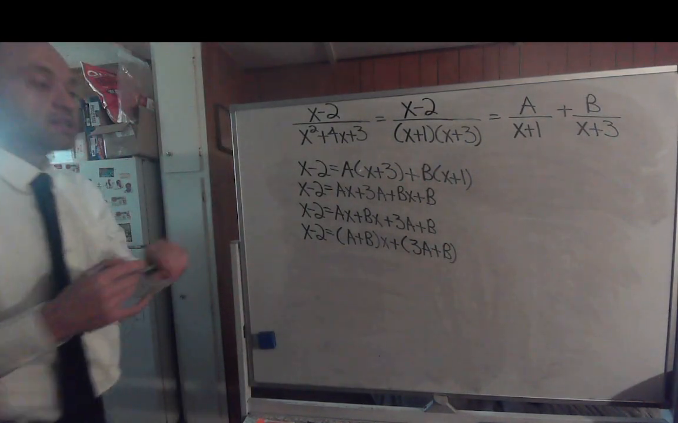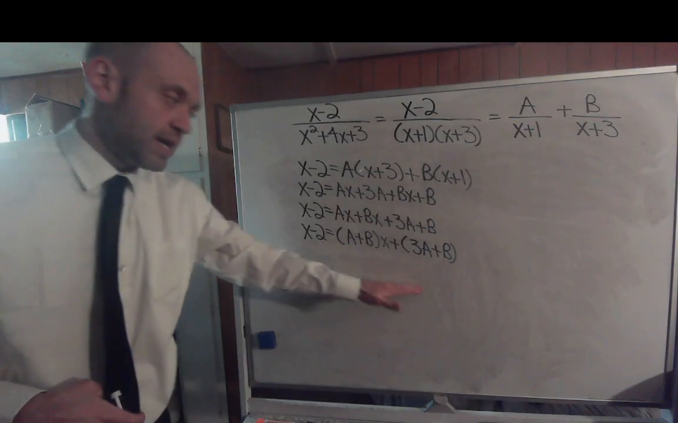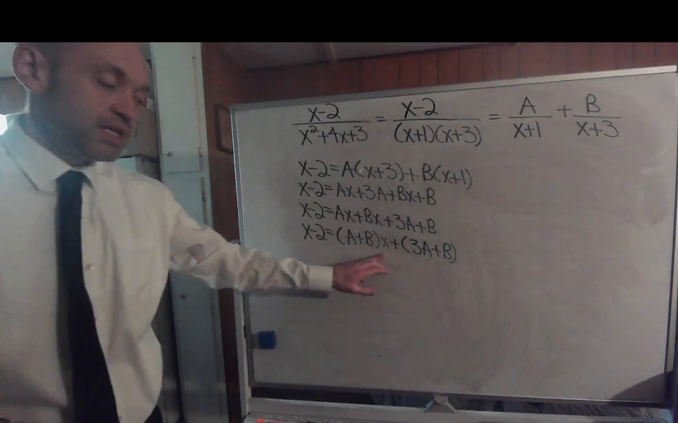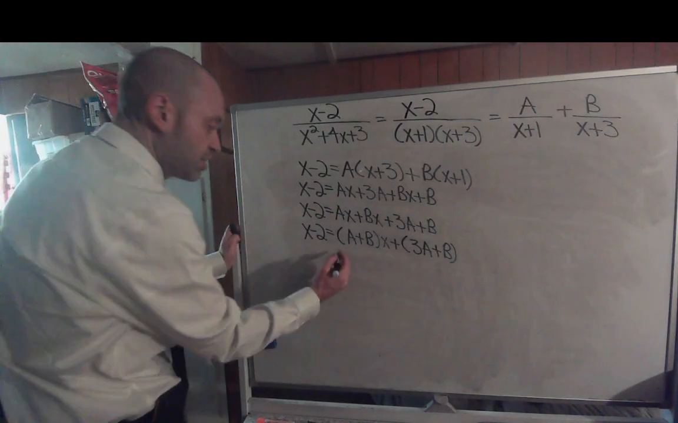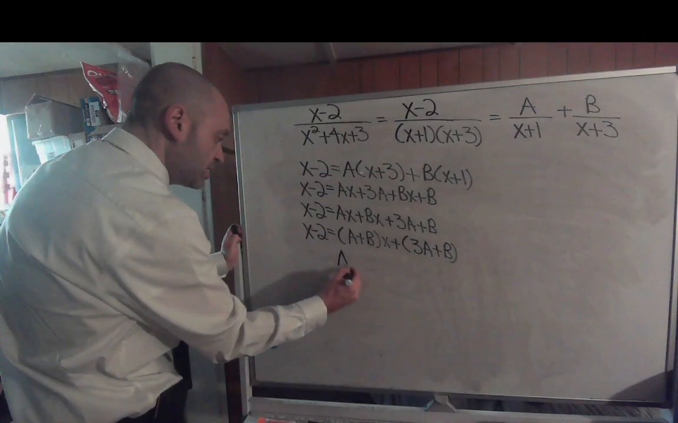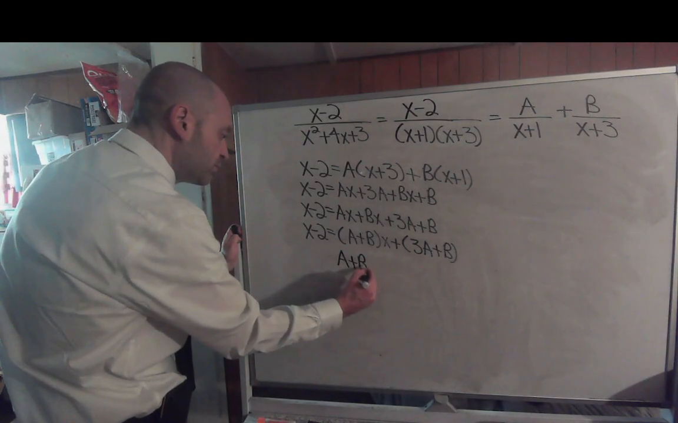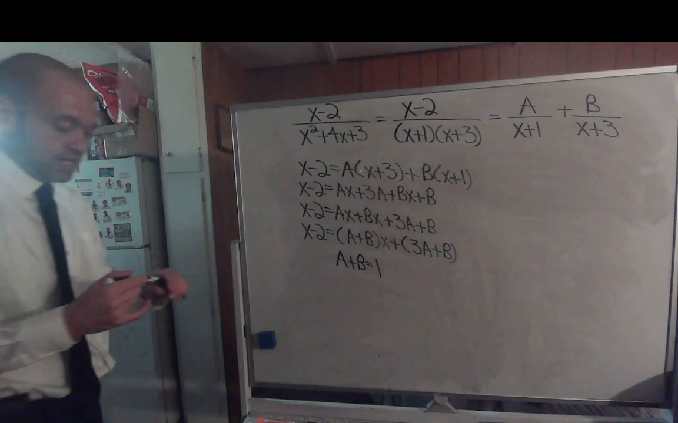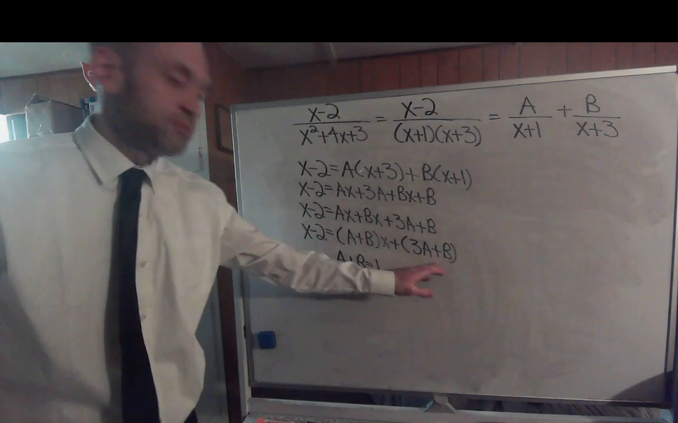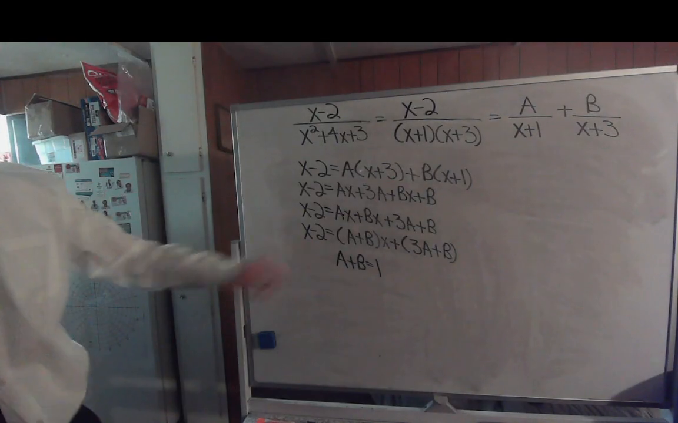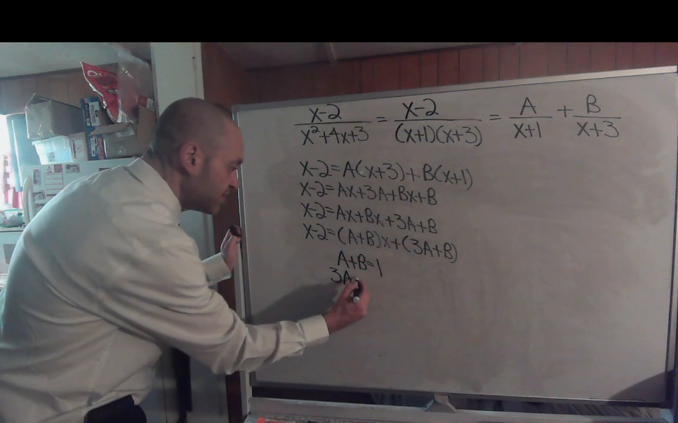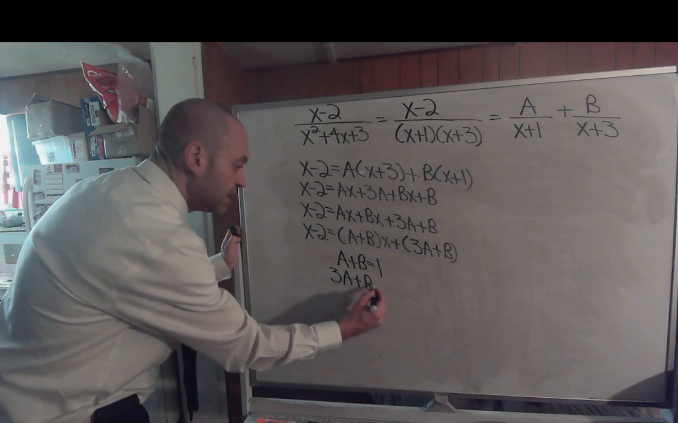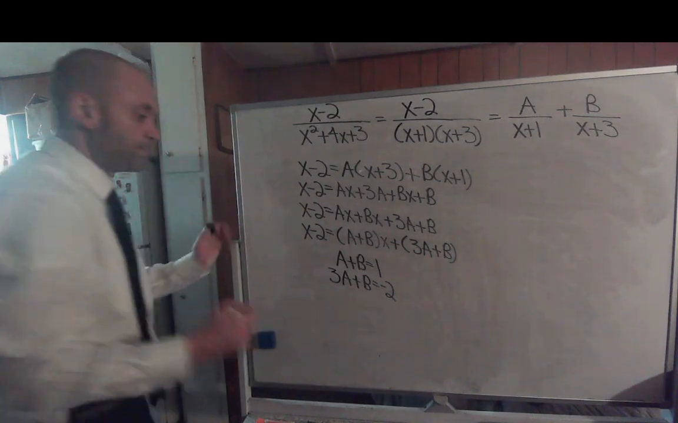Then again, the left side should equal the right. So that A plus B should be the coefficient on your x to the first term, which on the left side is 1. So we'll set A plus B equal to 1. And then you have that 3A plus B should equal your constant term on the left-hand side, which would be negative 2. So you'll end up having 3A plus B equals negative 2.